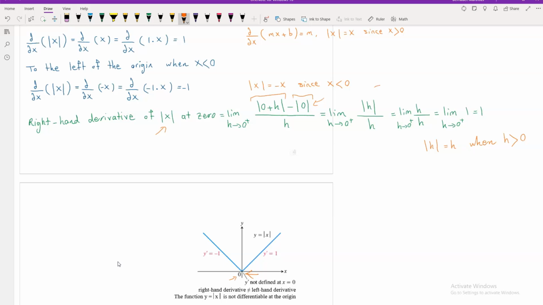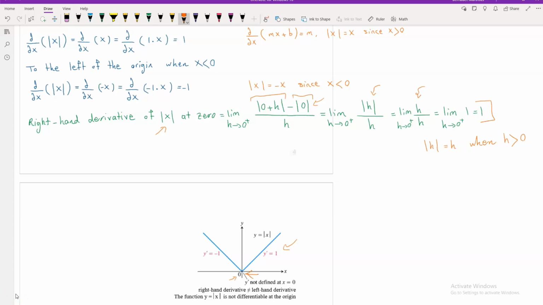But the point is that if our h was greater than 0, we're going to have absolute value of h equal to positive h. So finding limit of h divided by h as h approaches 0 from right, that is equal to 1. And this is what we have here. Our y prime is equal to 1.